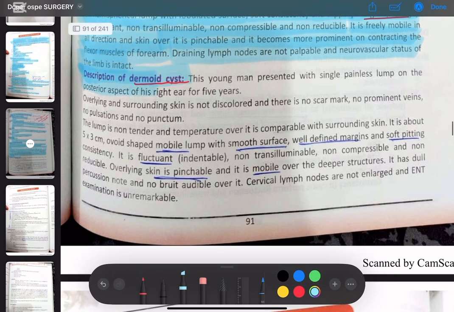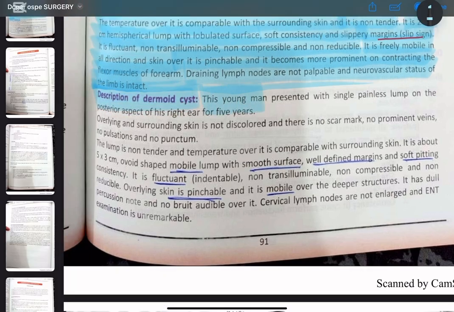The description of dermoid cyst. This young man presented with a single painless lump on the posterior aspect of his right ear for 5 years. Overlying and surrounding skin is not discolored and there is no scar mark, no prominent veins, no pulsations and no punctum. The lump is non-tender and temperature over it is comparable with the surrounding skin.